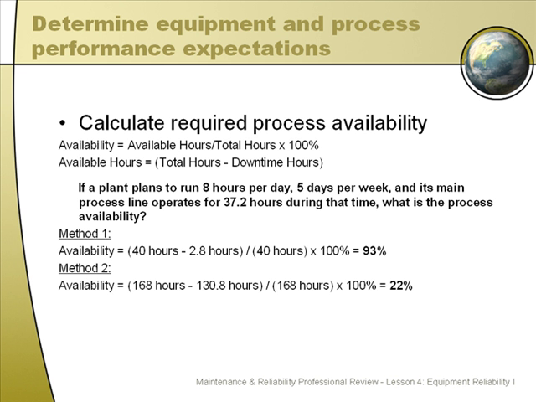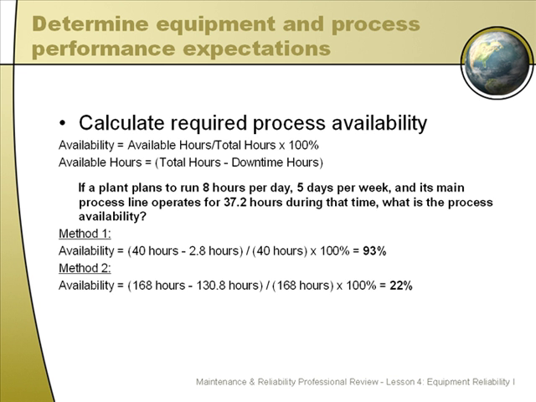Under Method 1, availability would be equal to 40 hours minus 2.8 hours, which is the 2.8 hours the machine or process line didn't operate, divided by 40 hours, which is the total available hours based on the production schedule, times 100%. Gives us an answer of 93% availability. This number tells us how effectively we're using the planned uptime on the machine. Not too bad.